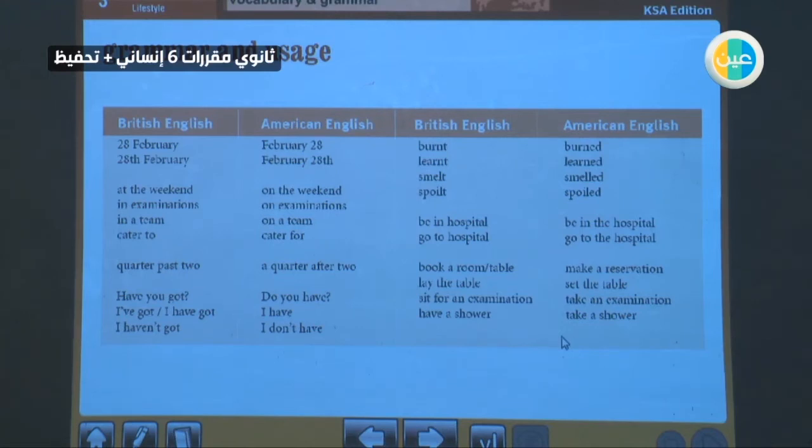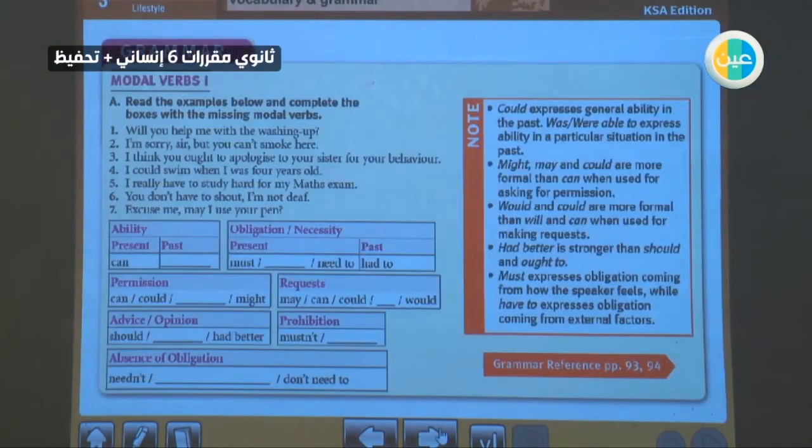Lay the table. For American it's set the table. When we are preparing for our food, lunch or dinner, we set the table. For British it is lay the table. Sit an examination. For American it is take an examination. Have a shower. For American it is take a shower. It's not something new for you. So please go back to your tables 1 and 2 and check your book, table 5. Go to page 99. You will see full explanations for them.